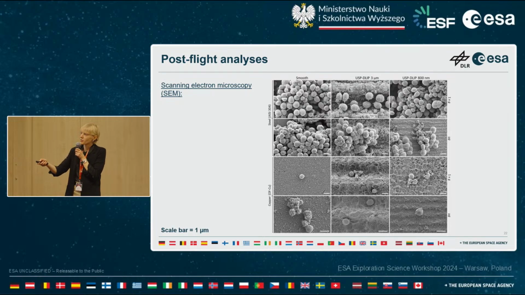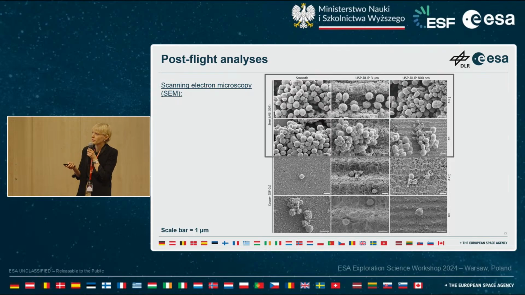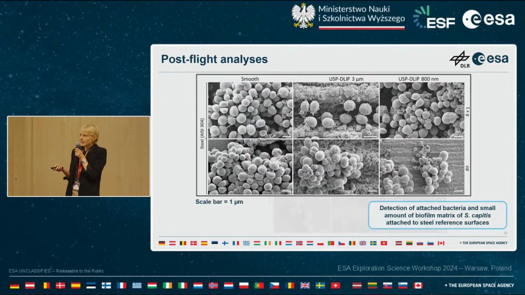And then here you see the smooth surfaces, the 3 micrometer surfaces and the 800 nanometer surfaces. And then here you see the samples at 1G, micro G, 1G, micro G. And here I didn't include the Martian gravity in this picture. So now when we zoom in a bit first at the steel surfaces, here again you see in the upper row 1G, in the lower row you see microgravity. You see that a lot of cells have attached to the surfaces.